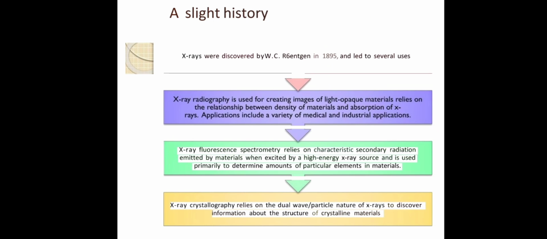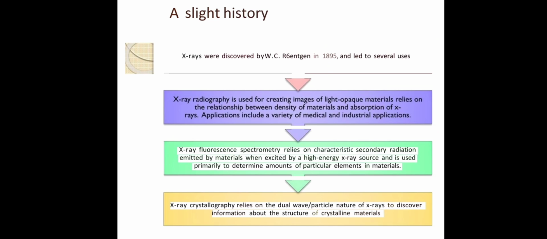A slight history. X-rays were discovered by W.C. Roentgen in 1895 and led to several uses. X-ray radiography is used to create images of opaque material, and relies on the relation between the density of the material and the absorption of X-rays. Applications include a variety of medical and industrial applications.